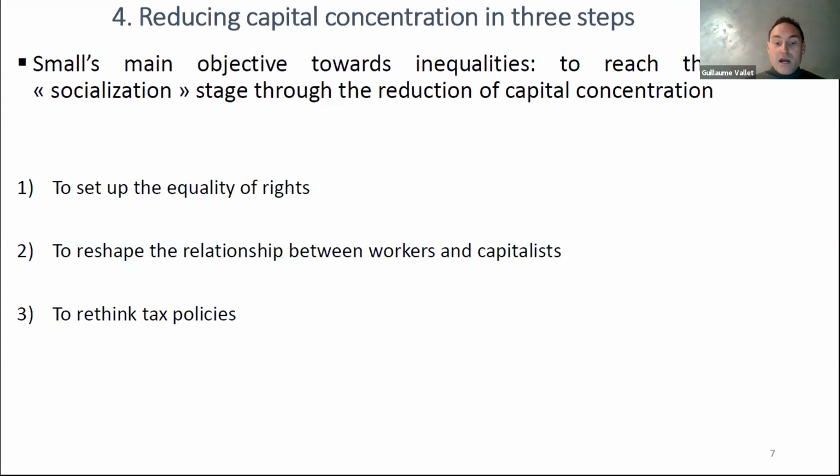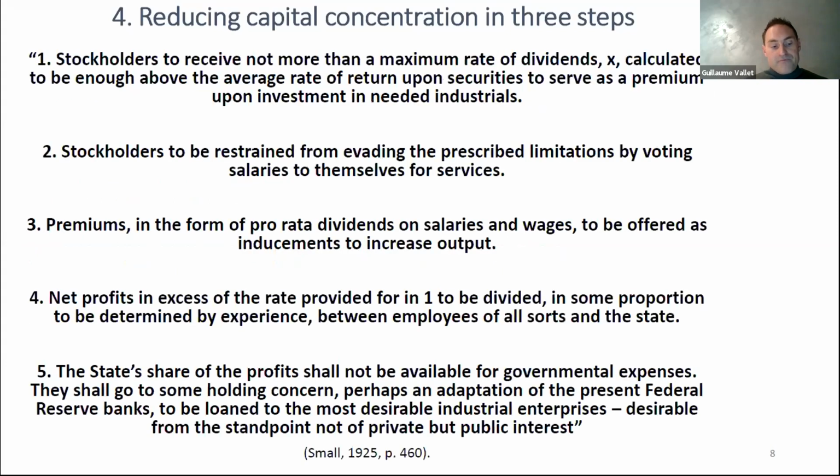And finally, according to Small, taxation is a matter of general interest, so the time was right to rethink tax policies and then to implement new tax on capital in order to decrease capital concentration. Small suggested in particular the following 5 measures aiming to reduce capital concentration while ensuring capitalism's permanence. Through these measures, Small sought to preserve profit while fighting over-profit, as I mentioned earlier.